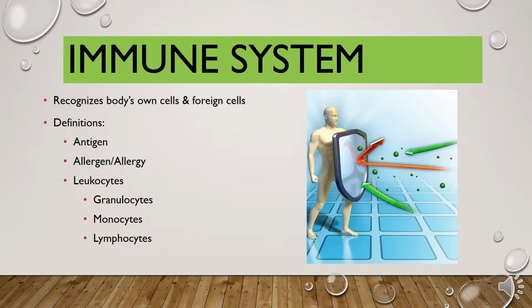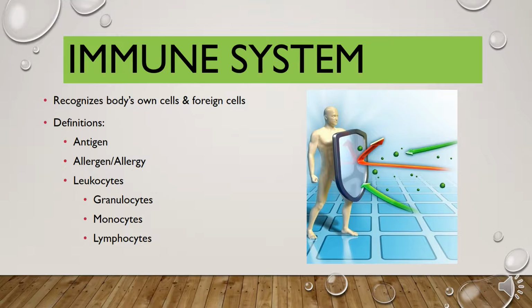Monocytes are involved in the inflammatory response as well. They're the largest type of leukocyte and mature into macrophages. And then lymphocytes, which are involved in specific immune response. They make up about 20 to 40% of circulating leukocytes. They're divided into B cells, T cells, and natural killer cells.